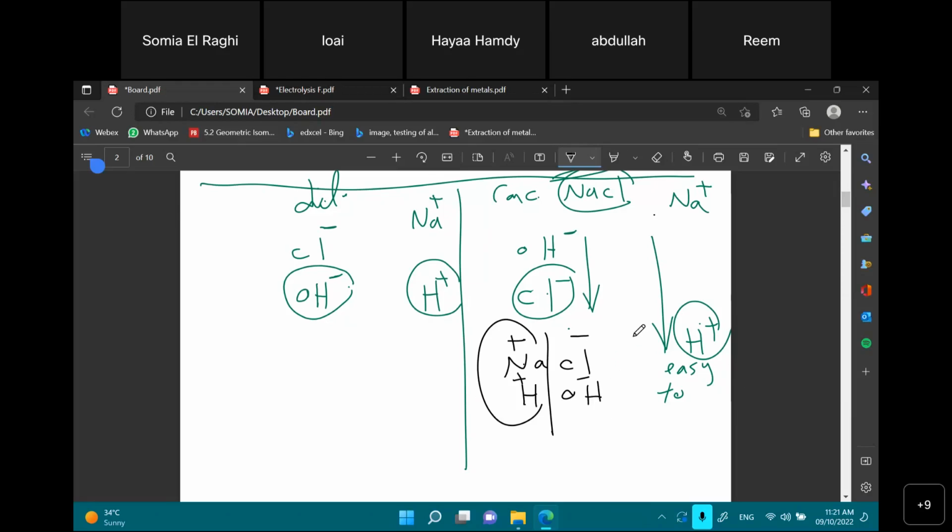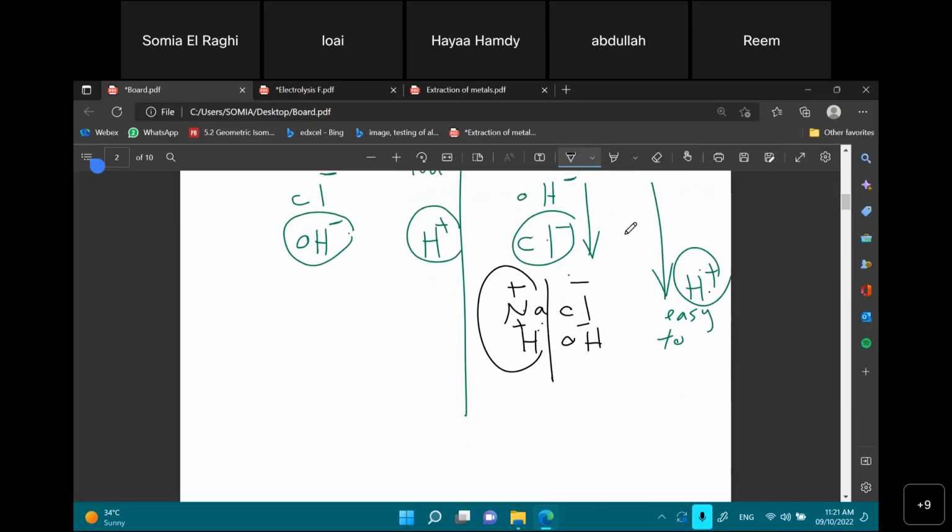H plus, H plus. So the hydrogen plus will go first because it is more reactive in the electrochemistry series. Let's write down the equation at the cathode area. So we have two particles competing with each other. Which one will discharge first? So H plus, the same way, plus 1 electron. We're not writing it in one, please.